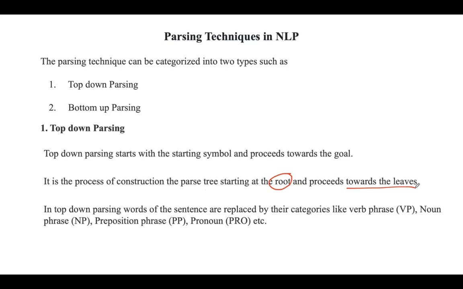So we can say that this procedure begins with the assumption that the input can be derived from the selected start symbol, and that start symbol is represented with S. In top-down parsing, words of the sentence are replaced by categories, so here, words in the sentence are replaced by either the verb phrase, noun phrase, preposition phrase, pronoun, etc. We already know what is verb phrase, what is noun phrase, different kinds of phrases. So we are going to replace words in a sentence with these phrases.